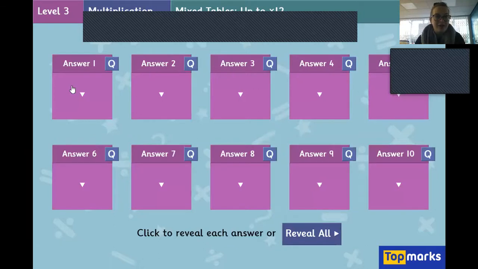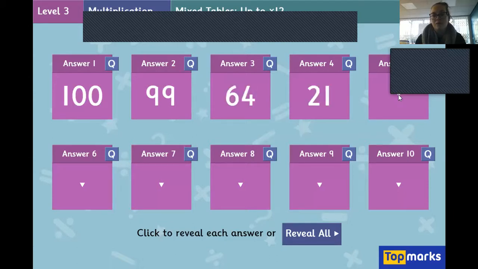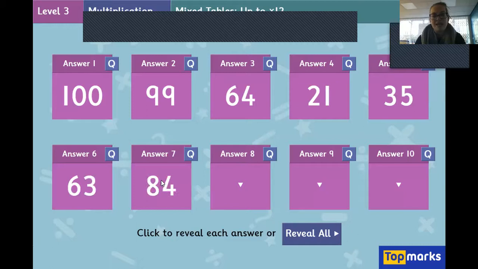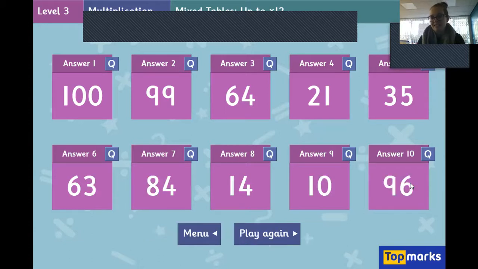So let's mark them. Number 1, 100. Number 2, 99. Number 3, 64. Number 4, 21. Number 5, 35. Number 6, 63. Number 7, 84. Number 8, 14. Number 9 is 10. And number 10 was 96. Mark yourself on a score out of 10. I hope you've done well there, guys.